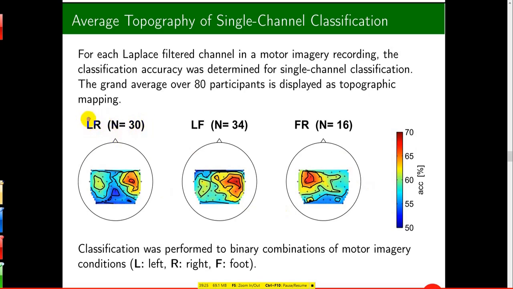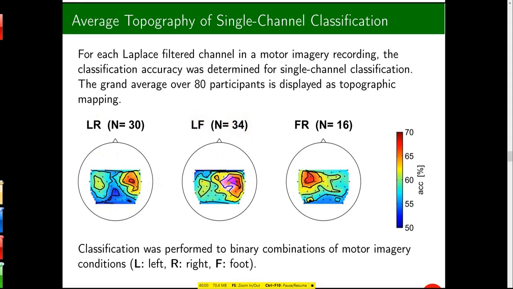So, binary classification, 30 subjects, left hand movement against right hand. 30 subjects performed that. And for left versus right, we have seen very good classification here, over the right hemisphere and the left hand area, right? And also here, the binary classification. But these areas showed very poor performance.